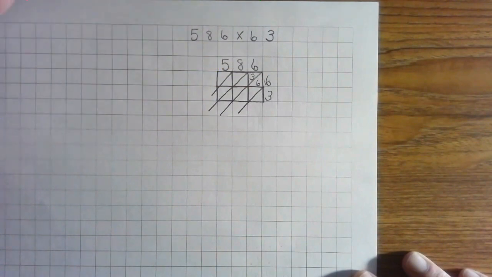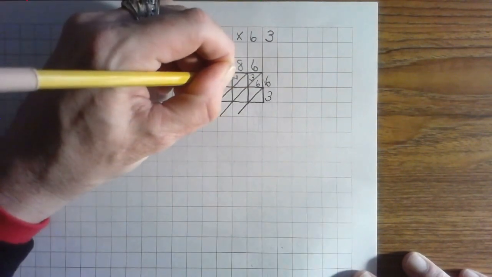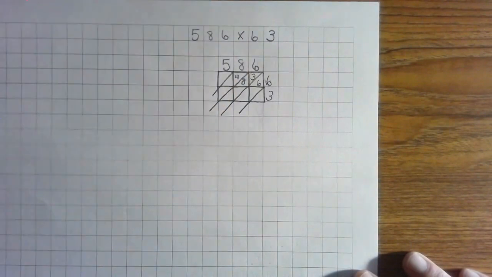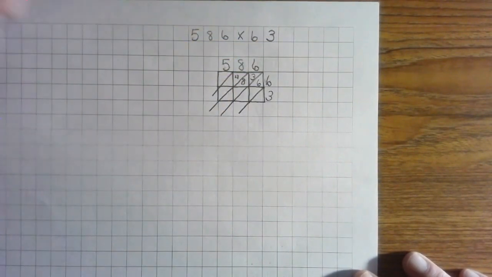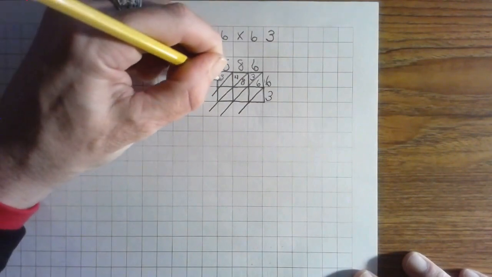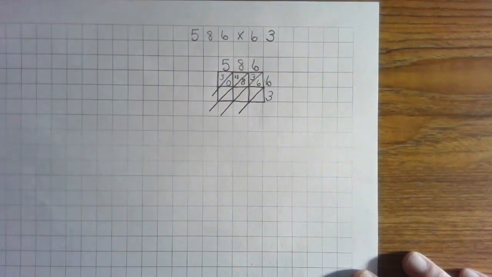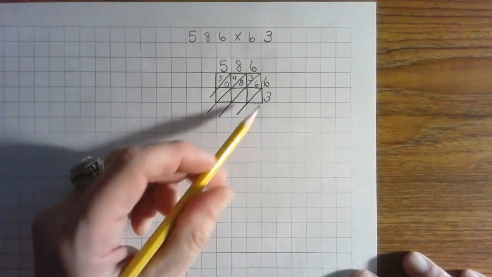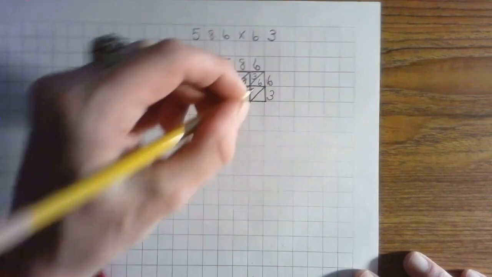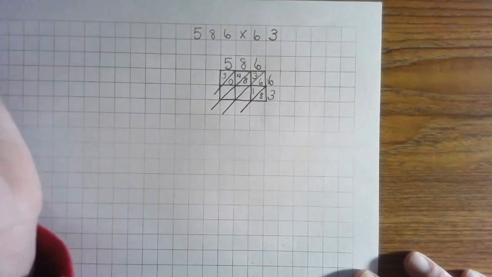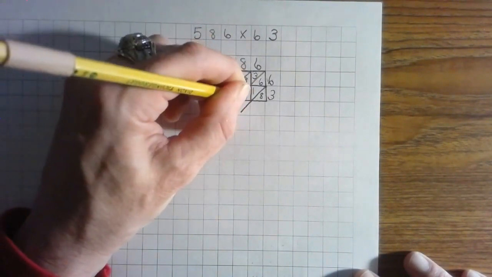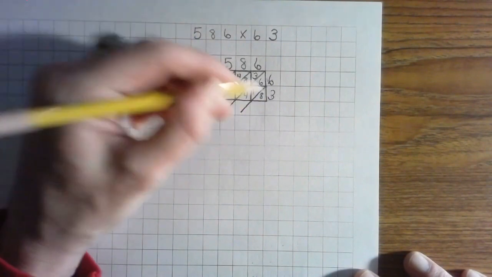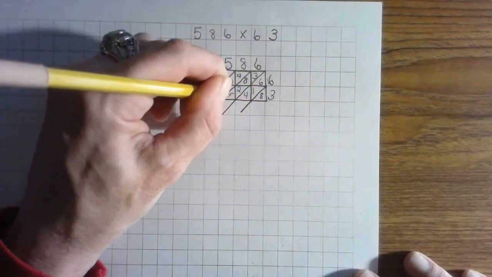6 times 8 is 48. 4 up, 8 down. 6 times 5 is 30. 3 up, 0 down. 3 times 6 is 18. 3 times 8 is 24. 3 times 5 is 15.